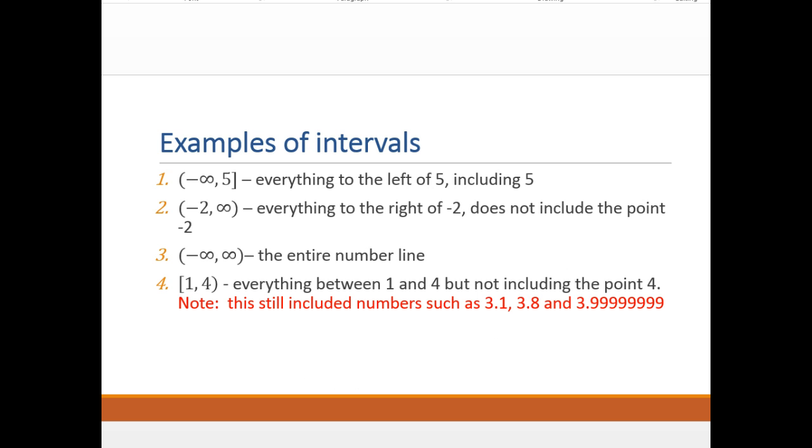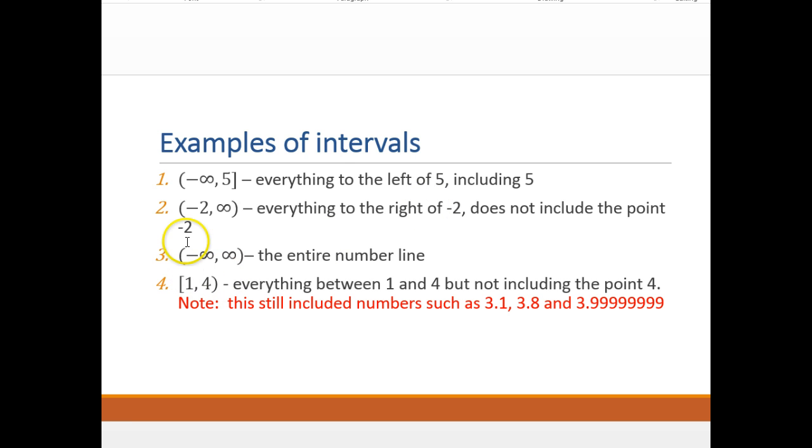Let's look at some examples. The interval, we have an open parenthesis, negative infinity to 5, close parenthesis. That means everything to the left of 5, including 5, is included in this interval if I were to look at a number line. If I have another example, negative 2, comma, infinity, open parentheses on both ends, that means everything to the right of negative 2, but not including negative 2.